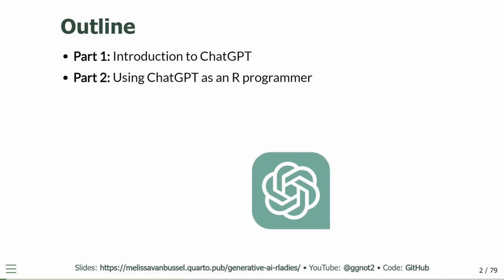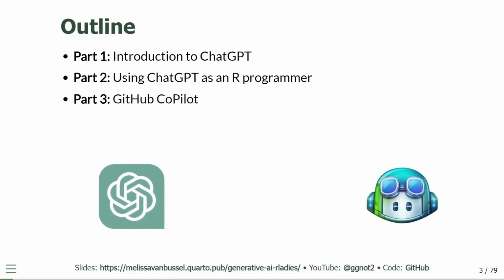There are 3 parts to today's workshop. First we're going to talk about an introduction to ChatGPT, what it is, how it works, some strengths and weaknesses, as well as some ethical considerations. And in the second part, we're going to talk about 3 different ways to use ChatGPT as an R programmer. And then at the very end, we're very briefly going to touch on GitHub Copilot, what it is, and why you should care.